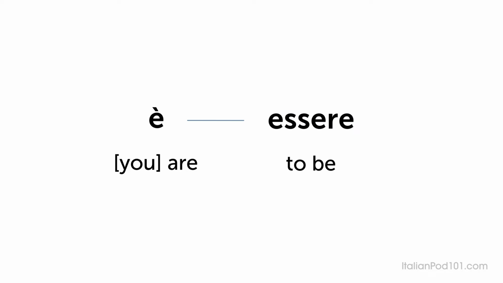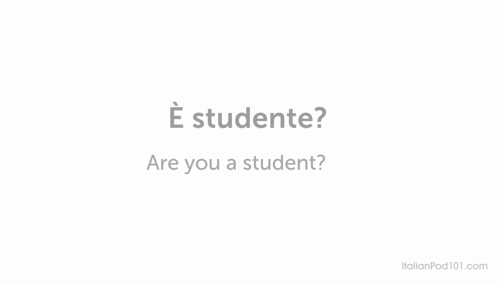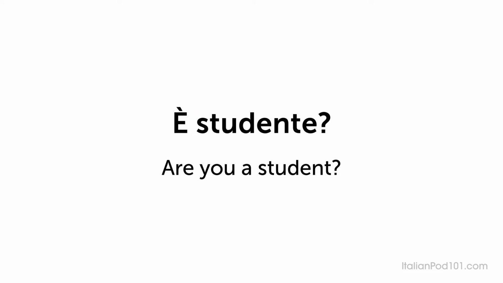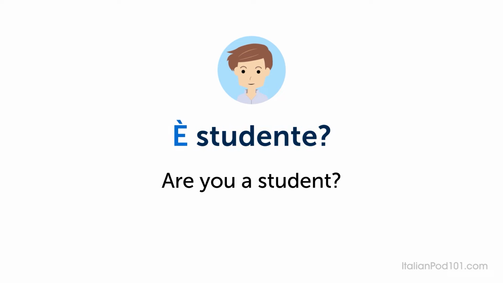Essere. Next is studente. Student. Studente. In Italian, all nouns have grammatical gender and are either singular or plural. Studente is masculine singular. Altogether, è studente? Are you a student? È studente?